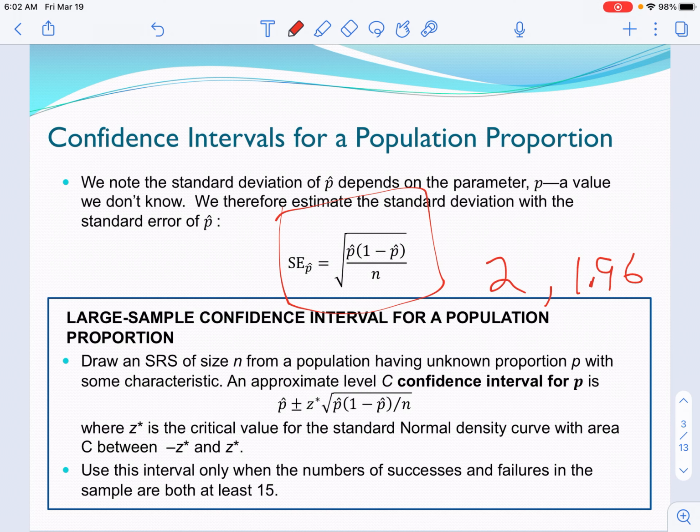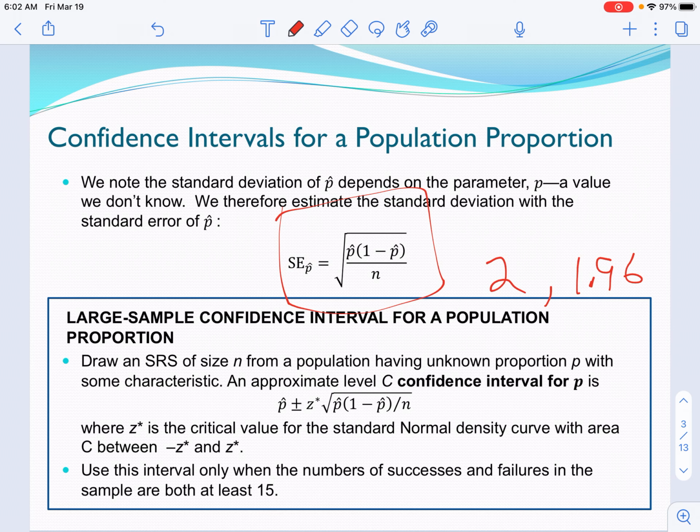There will be some questions where you're looking at a different level of confidence, 90% or 99%. I have those on our next slide here, and they're also linked on your homework assignment page. Once you have that z-star value in mind, you then multiply it by this standard error expression that we just discussed.